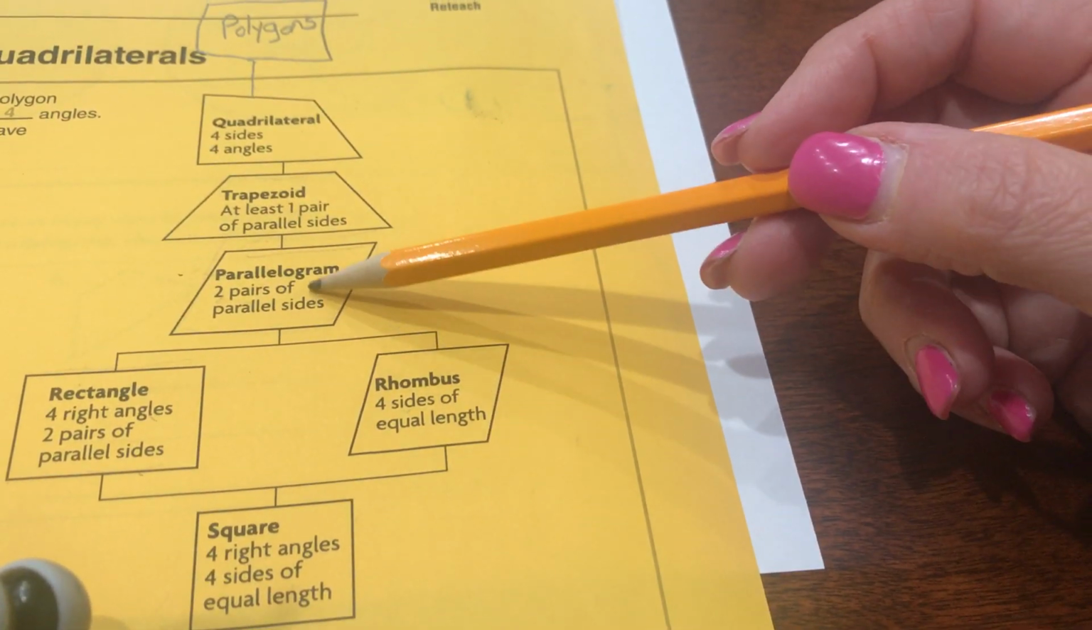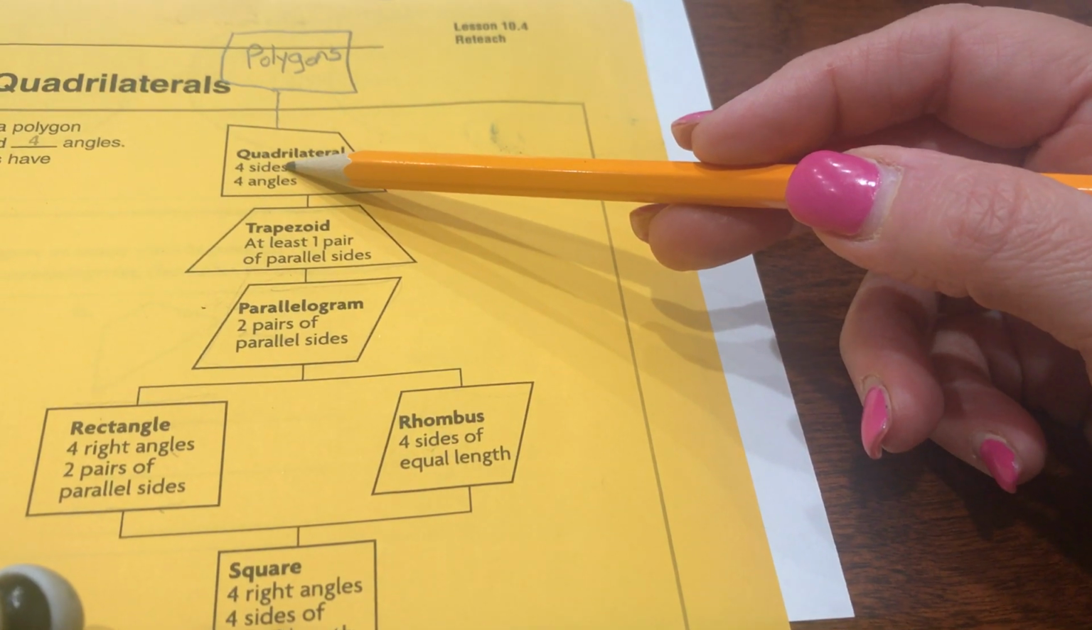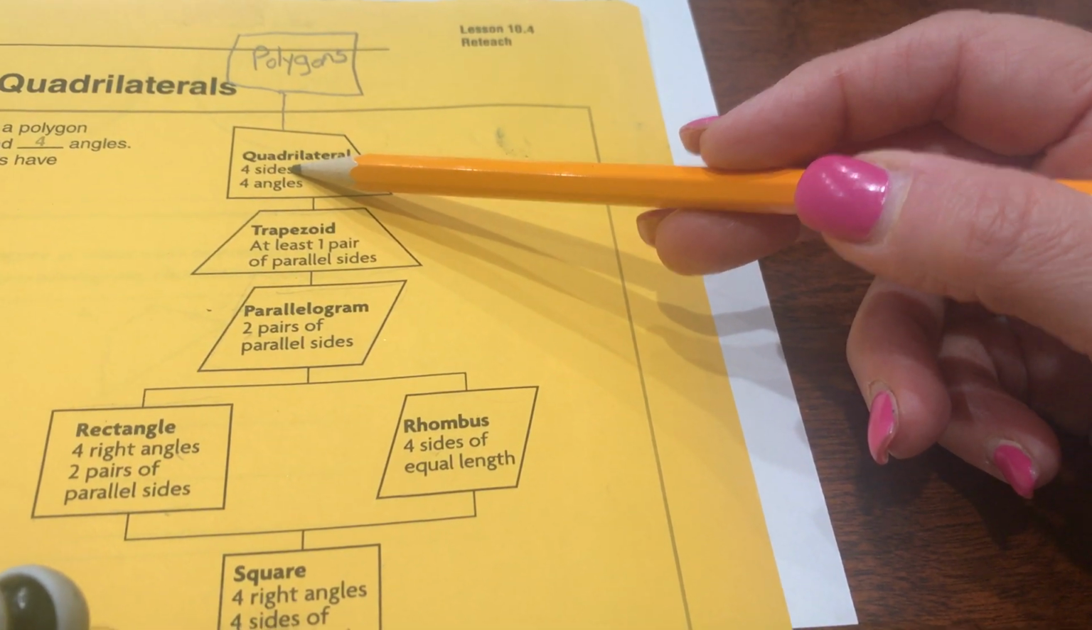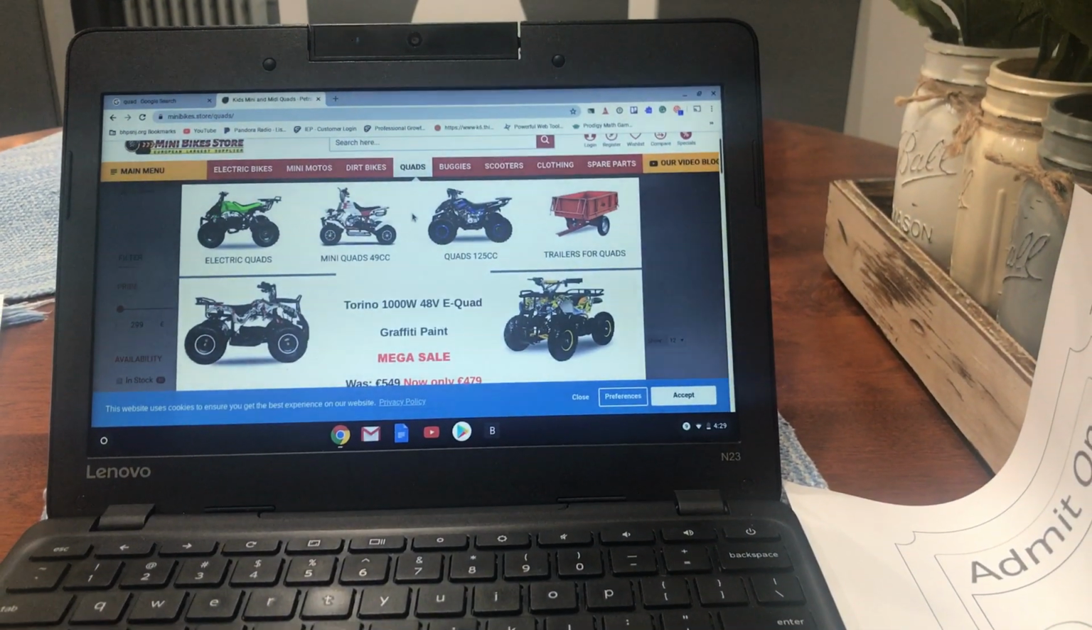These are all quads. Why? Because they have 4 sides. That's it. All you need to be considered a quadrilateral is that you need 4 sides. Just like my quad here. They have 4 wheels. Okay.